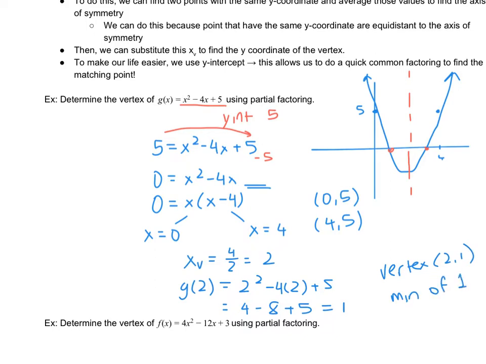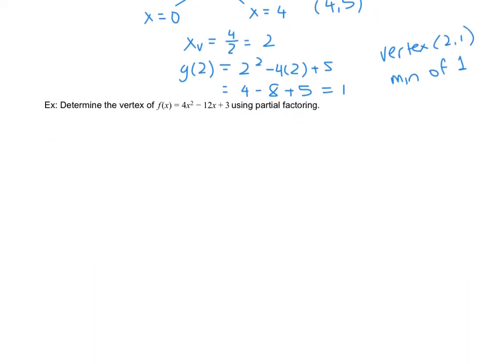Now this partial factoring method only works if you're trying to find the vertex. You can't use this method to just solve a random equation. This is primarily and only for solving for the vertex. And it just saves time because you are using a more efficient and quicker, easier factoring method. So let's try another one.